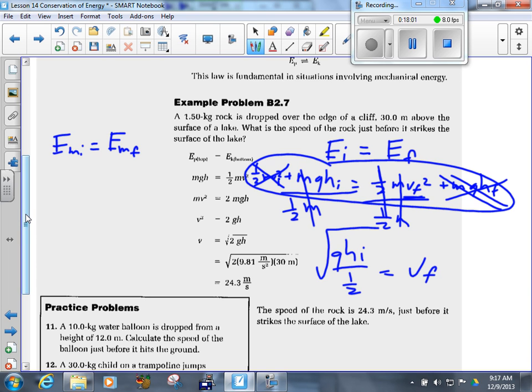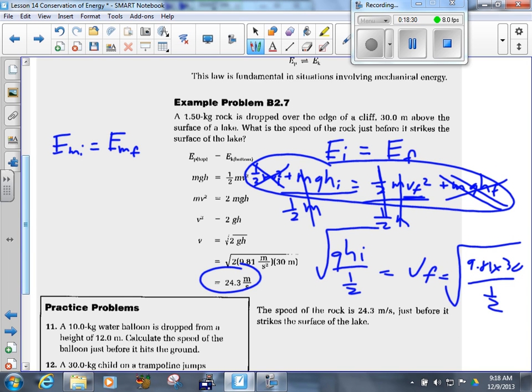All right. So when we plug in our numbers here, we'll have 9.81 times, how high was this thing? 30 over 1/2. When we do that, we should get 24.3 meters per second, which is pretty fast. Is this making sense, guys? Any really difficult algebra here?